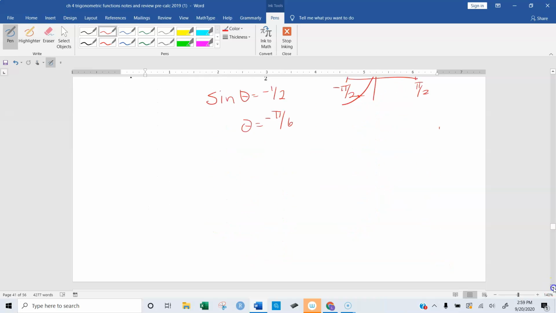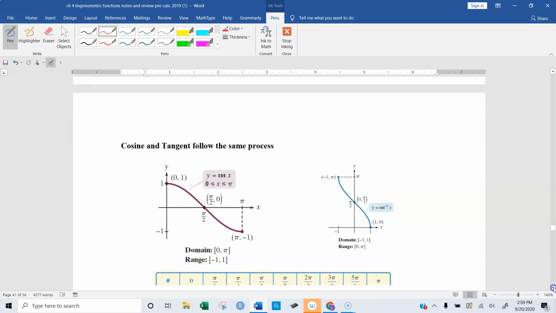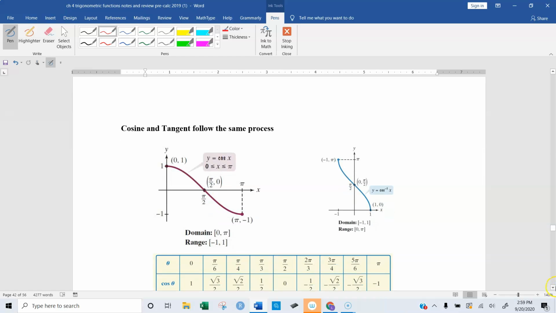All right, next is the cosine. It does the same thing, except now we go from 0 to pi, because 0 to pi is when I get all of my values in. I get 1 at 0 and negative 1 at pi. So between here, I will get every value that it could possibly equal. So we limit our domain from 0 to pi this time.